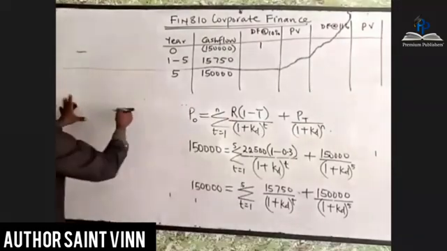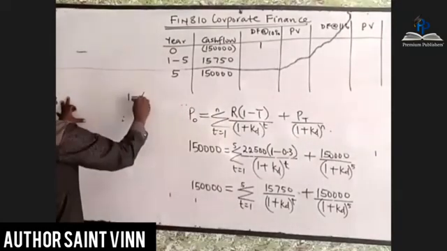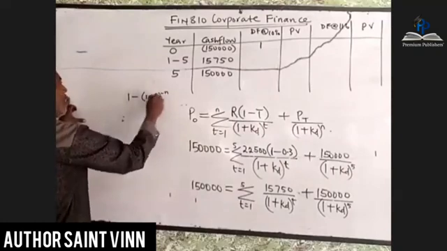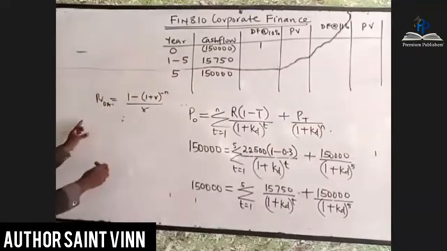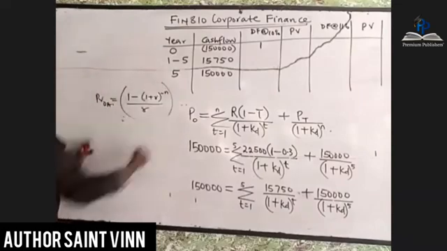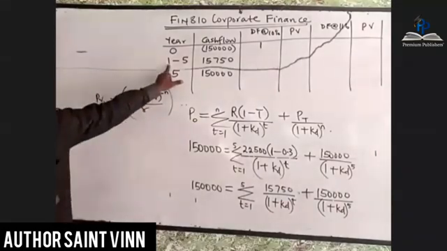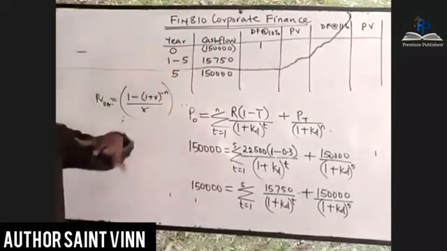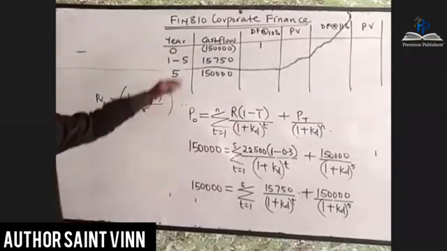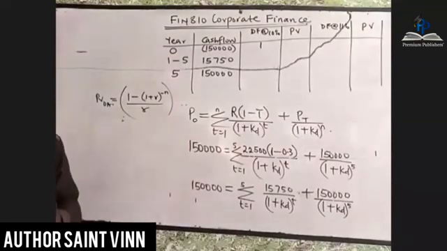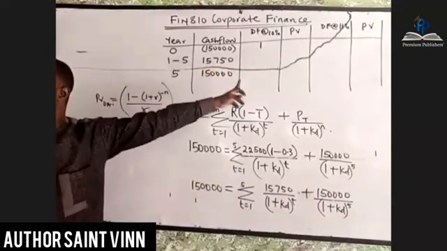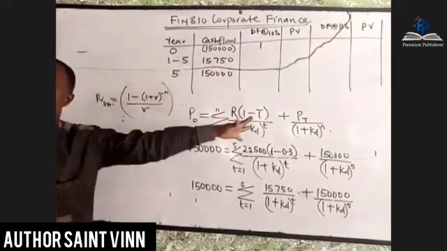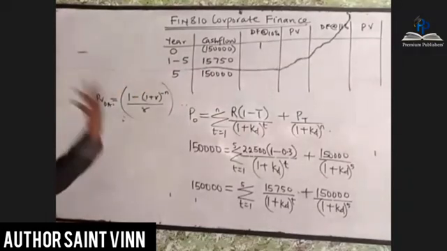This is the formula to use. I hope you have not forgotten: 1 minus 1 plus r, all raised to power minus n, all over r. Present value ordinary annuity factor. That's what we're using for this one that starts from 1 to 5. But if you don't like it like that, start gradually. What matters at the end of the day is you will get the same answer. You can start year 1, 15,750, year 2, the same thing, year 3, the same thing, to year 5. Do it gradually, you get the same answer.